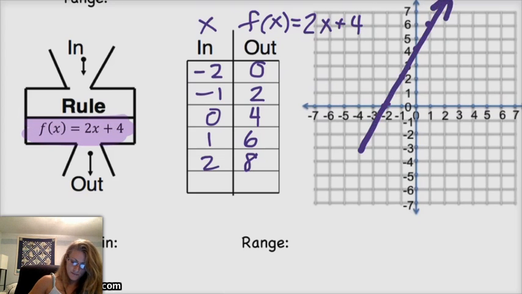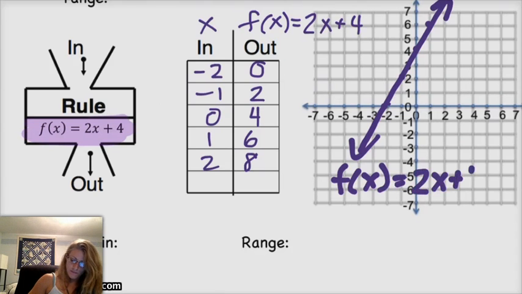And there's my function. Bam! And it's really helpful if you label it. I'm going to label this f of x is 2x plus 4. We like labeling everything, just an FYI.